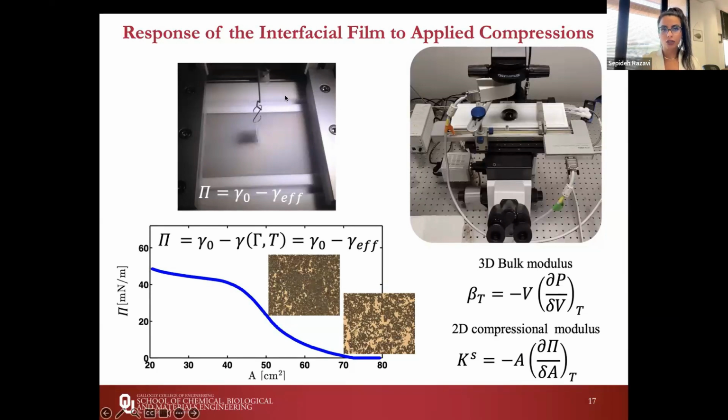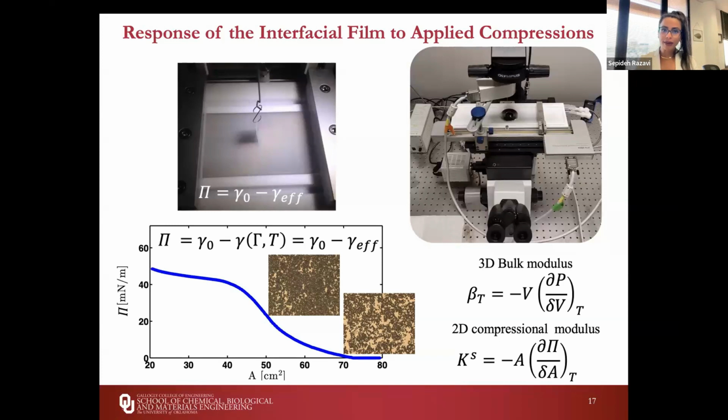It's basically a Teflon trough. You fill it up with the subphase of interest, in this case, water, and then you deposit your particles at the interface using a spreading solution. Here you're looking at a film of particles. There is a Wilhelmy plate that can help you understand what is the pressure at the interface, which is an indication of the interactions between the particles. You can think about it as surface tension of air-water interface that's clean, minus the effective surface tension in presence of the particles. So that is basically the pressure that is coming about due to these particles interacting.